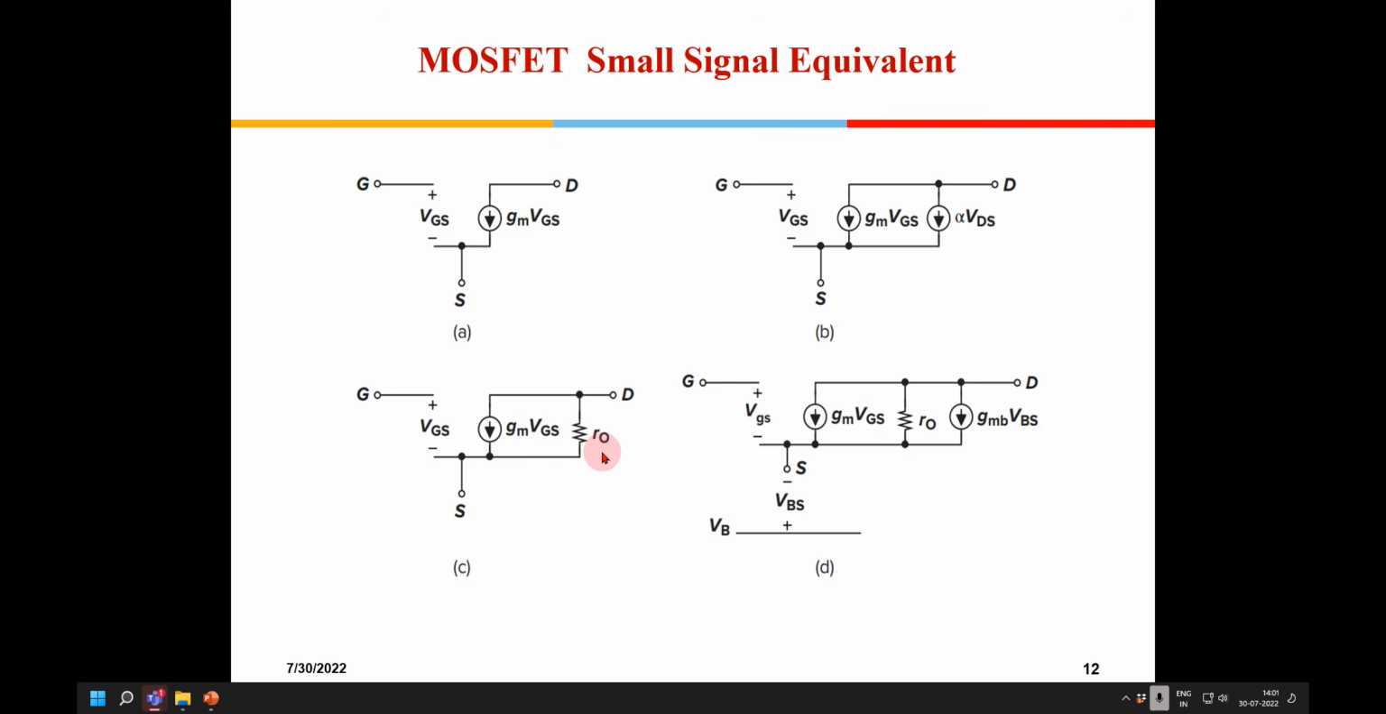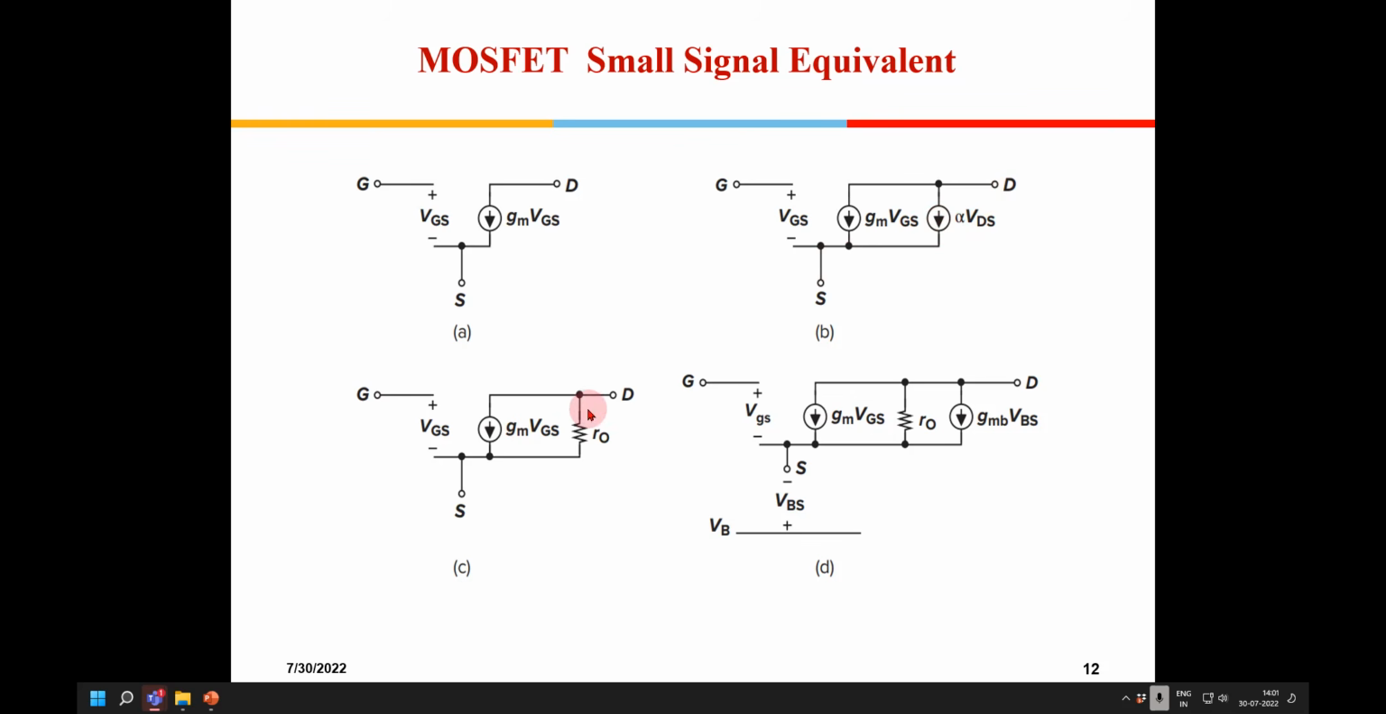So this is a problem with the short channel devices. So if you have to increase... okay, so that is that. So figure B and figure C are the same. The only thing is you can represent that same thing by an alpha VDS current source, where alpha is how this VDS reflects into a current.